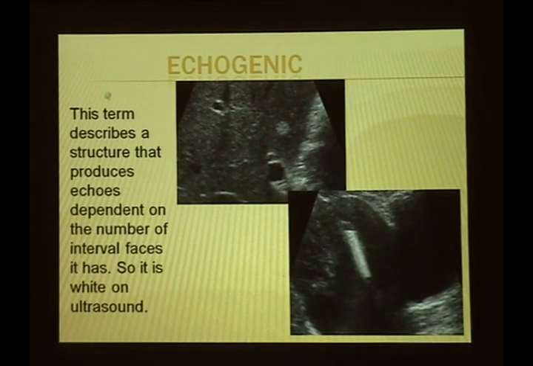The opposite of echo-poor is echogenic, and this term describes a structure that produces echoes depending on the number of interfaces it has, so it is white on ultrasound. All those structures that we see white on ultrasound are known as echogenic.